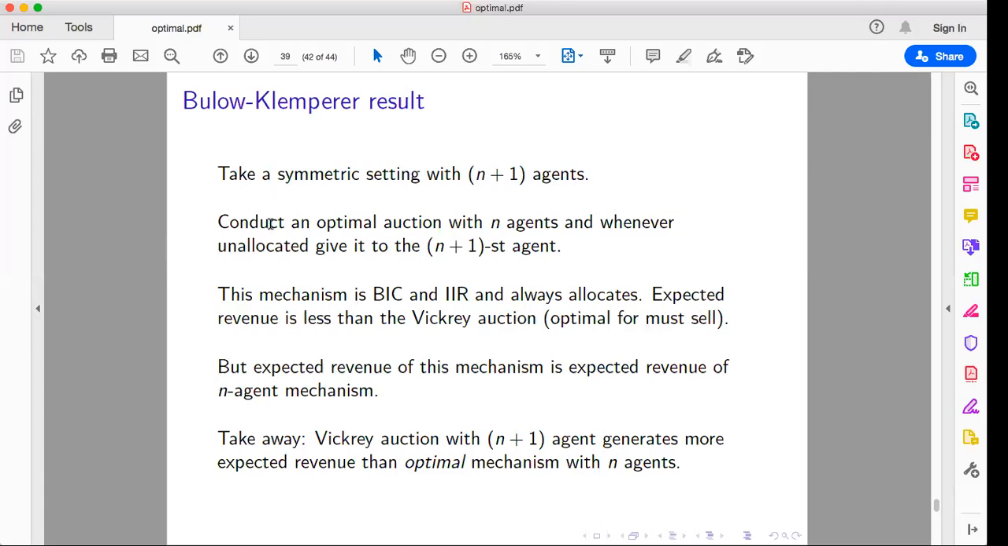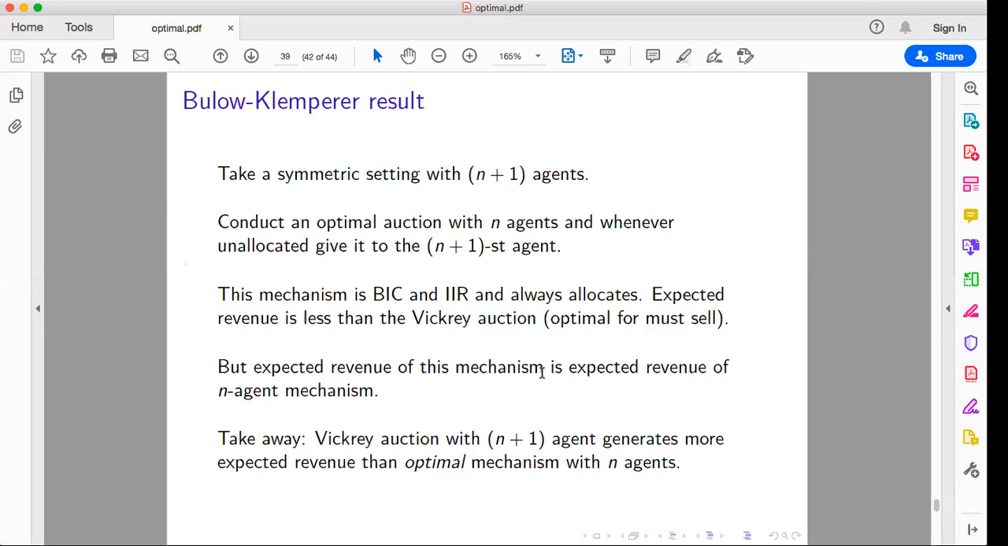But now let's come back to this auction. Notice what the expected revenue of this mechanism is. Well, the expected revenue of this mechanism is exactly the expected revenue of the n agent optimal mechanism, because the only place where we are generating revenue in this mechanism is when we are doing the optimal auction with n agents. When we give the object to the n+1st agent, we are giving it for free. So the expected revenue of this mechanism is exactly equal to the expected revenue of the n agent mechanism.